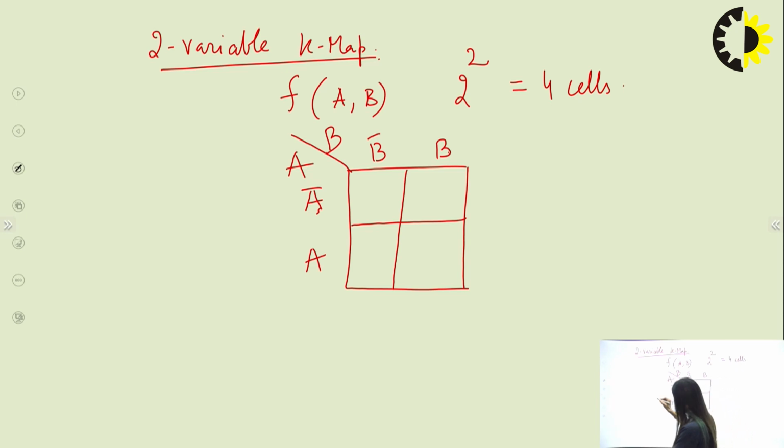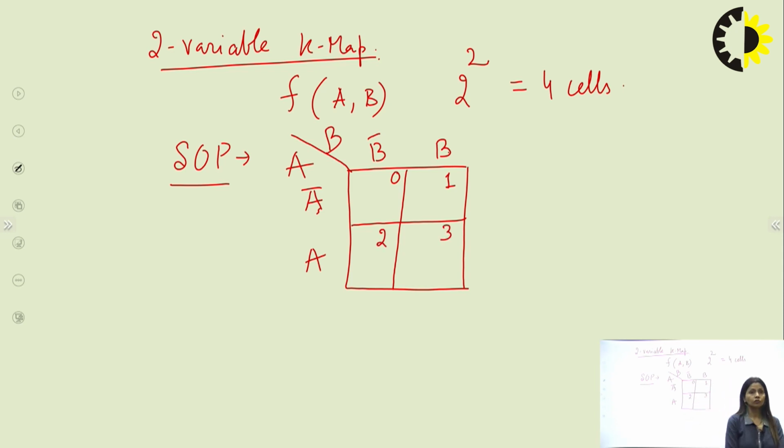We are discussing SOP. So here for SOP, if I am putting the first variable down the line, then I will count horizontally. I have put the first variable down the line and I am counting horizontally: 0, 1, 2 and 3. So this will be the A bar B bar block. This will be the A bar B block. This is the A B bar block and this will be the A B block, right? So this is how we proceed.